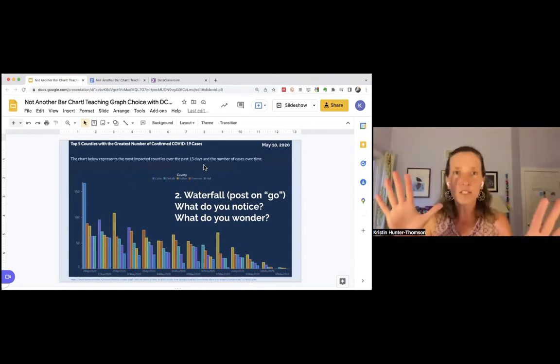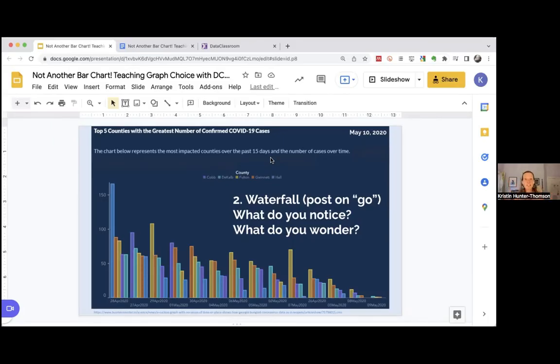Okay, now I'm going to stop talking and ask you to think about what you notice and what you wonder. We will post them in the chat once I say go, but don't post them yet, because I want to give us all time to take in, look at, and make sense of this graph.